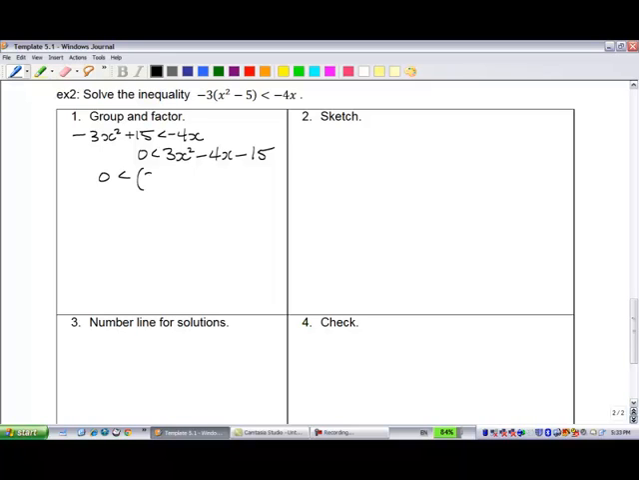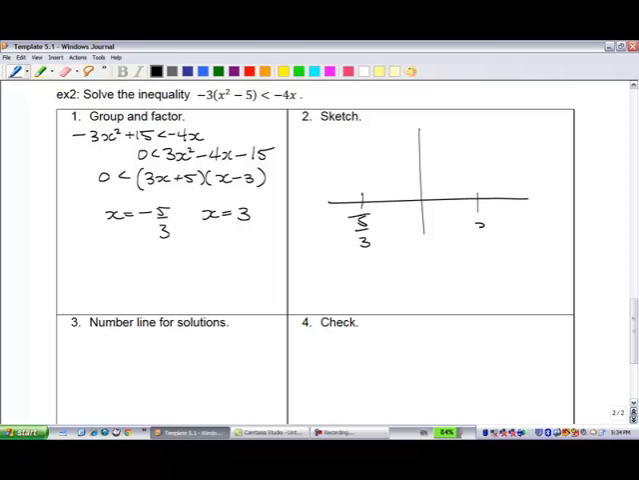Factoring that, we get 3x plus 5 and another x minus 3. And we're going to find the zeros here, so we're going to go with x equals -5/3 and x equals 3. Those are our two zeros. Quick sketch again. We have -5/3. We have 3. We want a parabola passing through those.